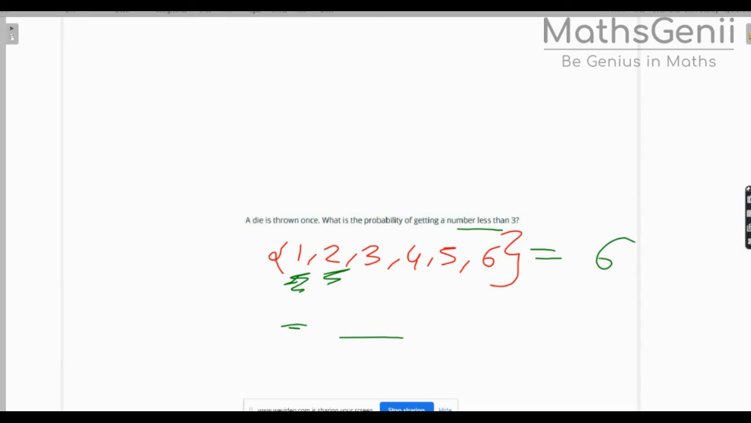Right? So always write the total. What is the total? 6: 1, 2, 3, 4, 5, 6. So always write the total in the denominator. And how many numbers are less than 3? 1 and 2. So 2 upon 6, which is, 2 ones are 2, 2 threes are 6, so 1 upon 3. So this is your probability.